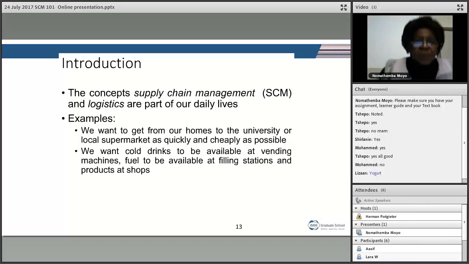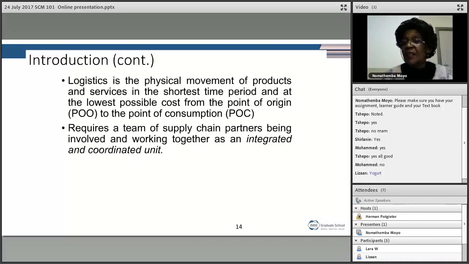Introduction now. Let's look. The concept supply chain management, abbreviated SCM, and logistics are part of our daily lives. Examples, we want to get from our homes to the university, to IMM, Atlas campus, or local supermarket as quickly and cheaply as possible. We want cold drinks to be available at vending machines, fuel to be available at filling stations, and products at shops.